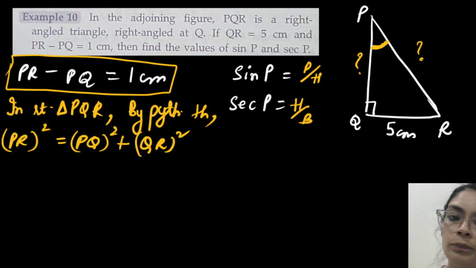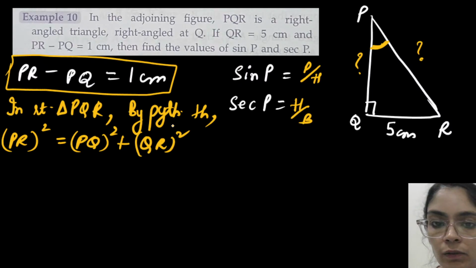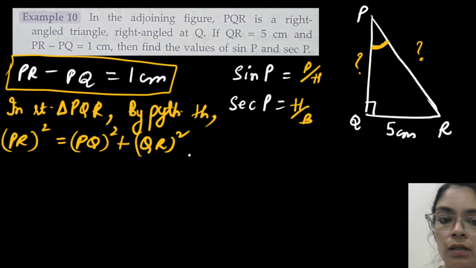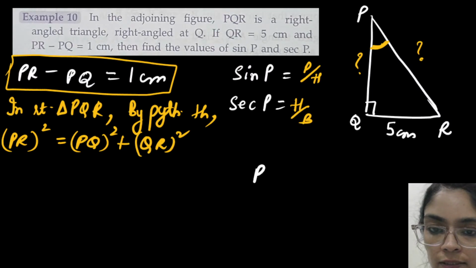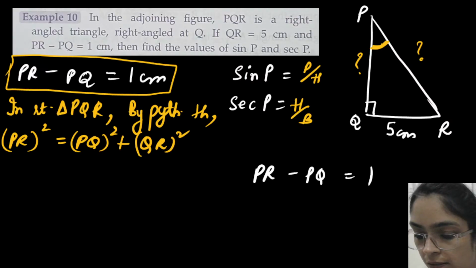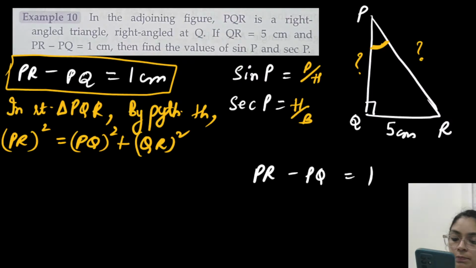Now PR's value we don't know. So what we can do here, it's given to us. What is given to us? It's given to us that PR minus PQ is equals to 1. Because of the Pythagoras triplet, it will become PR is equals to 1 plus PQ.